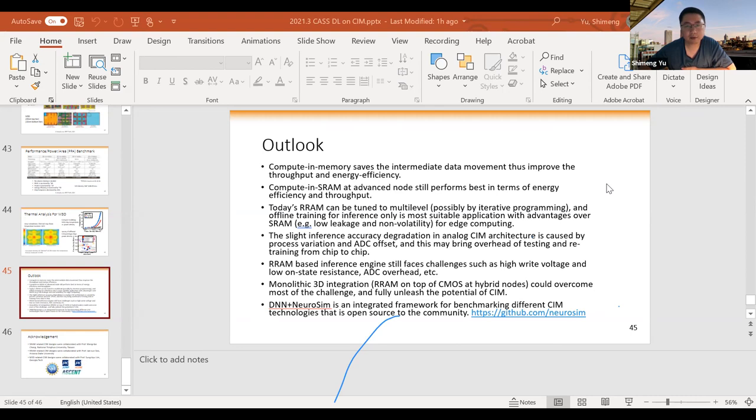But no matter what, for those computing in memory approaches, we have to overcome challenges such as accuracy degradation. So depending on your application, you don't want to use this for your self-driving car, for sure. If you can tolerate a certain degree of degradation, then this can greatly improve the energy efficiency. There's always a trade-off between the efficiency and the accuracy.